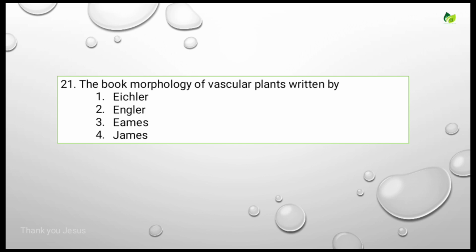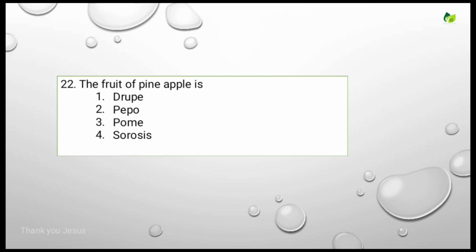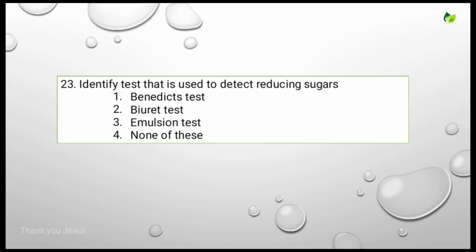The book Morphology of Vesicular Plants, written by the scientist. Options are Eichler, Engler, Eames, James. The correct answer is Eames. Let's see the next question. The fruit of pineapple is, options are drupe, pepper, pome, sorosis. So I'm going to reveal the answer. Sorosis is a fruit of pineapple. Let's see the next question. Identify test that is used to detect reducing sugars. Options are Benedict's test, Biuret test, emulsion test, none of these. The correct answer is Benedict's test. Let's see the next question.